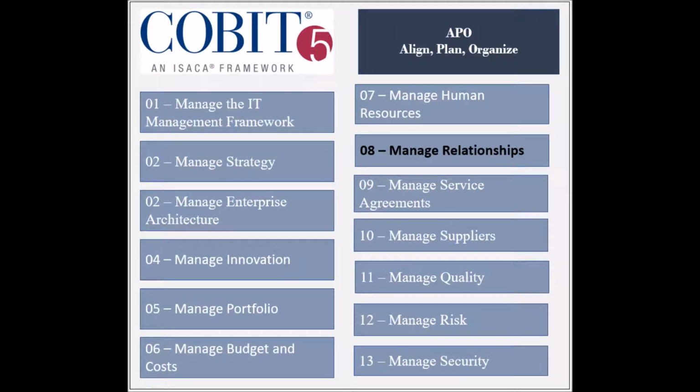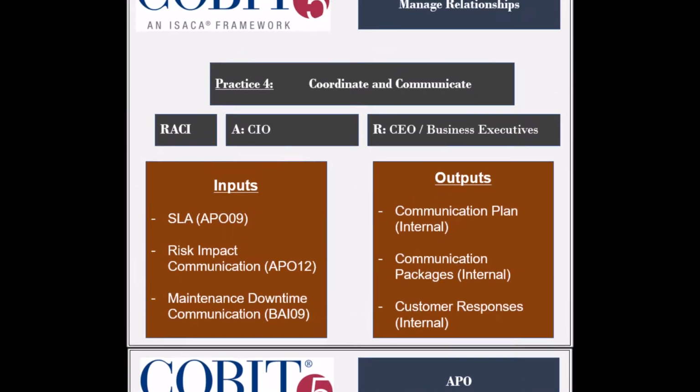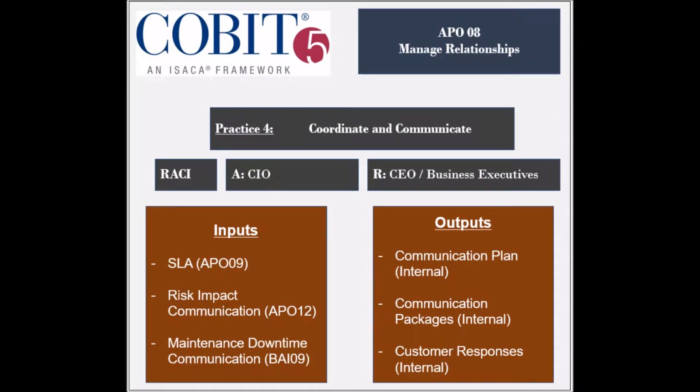The eighth process of the Align, Plan and Organize domain, called Manage Relationships, has 5 practices. The fourth practice is to coordinate and communicate with the business. From a RACI chart's perspective, the entities that are responsible for this practice include the Chief Executive Officer, the business executives, and several other heads and managers.